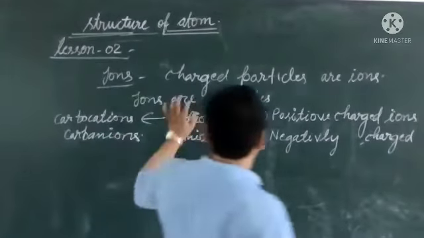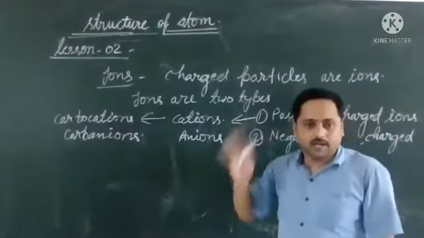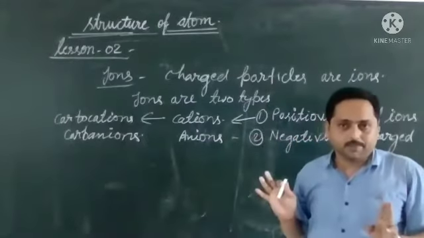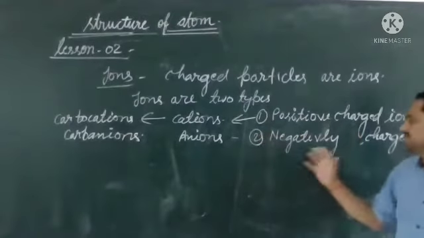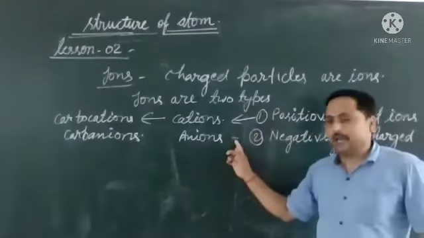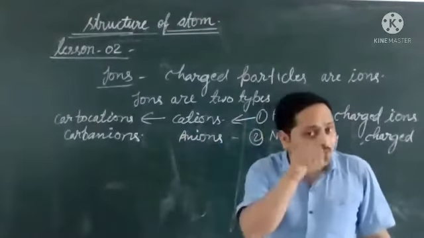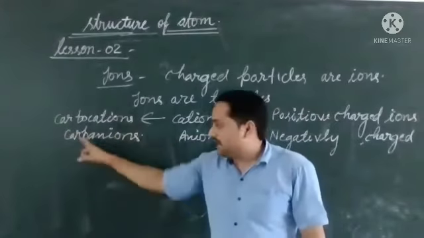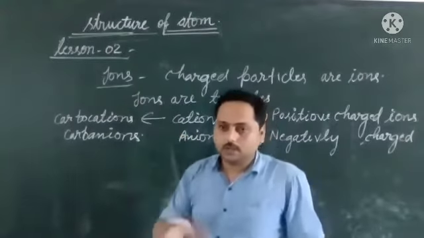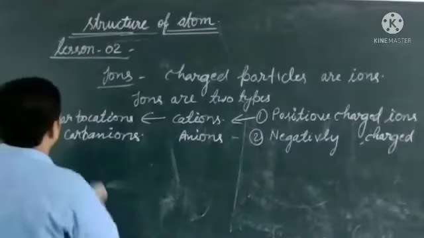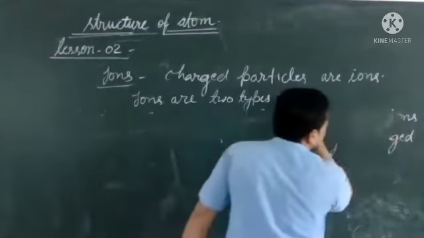Charged particles are called ions. Ions are of two types: positively charged ions and negatively charged ions. They are also called cations and anions. If the positively charged one is carbon, we say carbocation, and if the negatively charged one is carbon, we say carbanion. This much will do. So let us move to our topic, what we are going to discuss here.